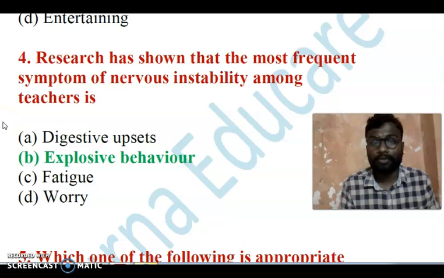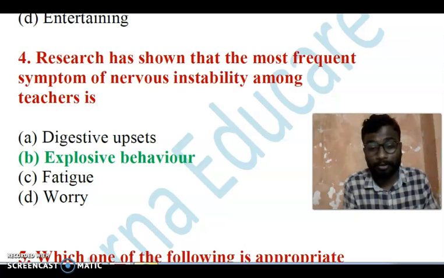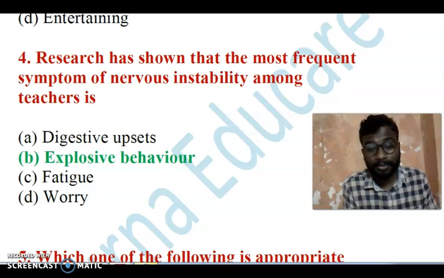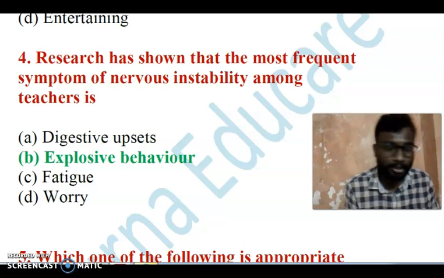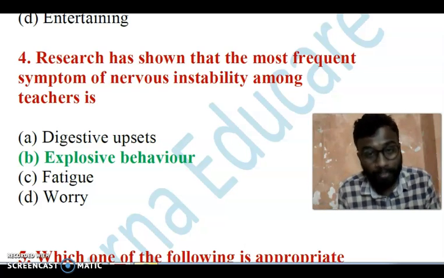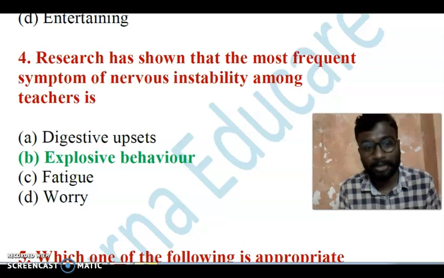Research has shown that the most frequent symptom of nervous instability among teachers is explosive behavior. Whenever the teacher explodes at something, or is habituated to explosive behavior, there is a chance of nervous instability. The teacher should be very calm and patient in dealing with activities. Unless they are at peace, they cannot stabilize their mental aspects. Explosive behavior will make a teacher go out of the thinking domain.